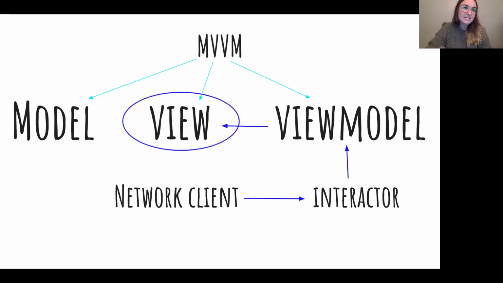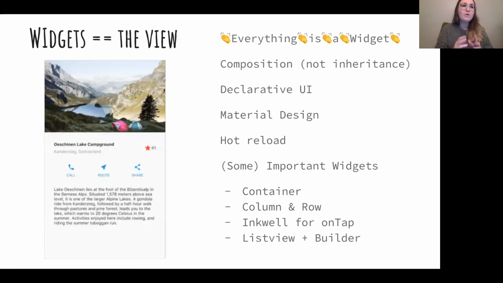So let's jump into what views look like in Flutter. When we talk about the view in Flutter, we're talking about widgets. Coming from Android, and iOS is also named, we call everything a view. So in Flutter, that view is actually a widget. And the most important thing to know is that everything on your screen is a widget.